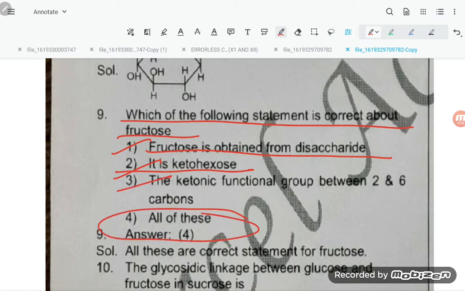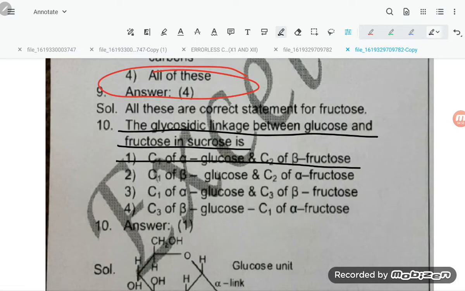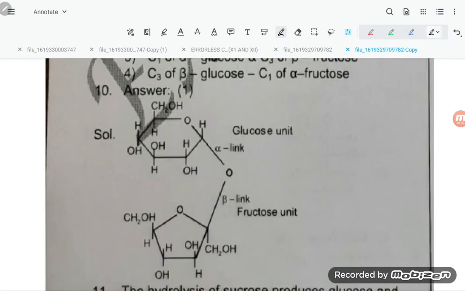So all of these are correct, which means option number 4 is correct. Next question. The glycosidic linkage between glucose and fructose in sucrose is, that is, it is the C1 of alpha glucose to C2 of beta glucose, C1 of alpha glucose to C2 of beta fructose.